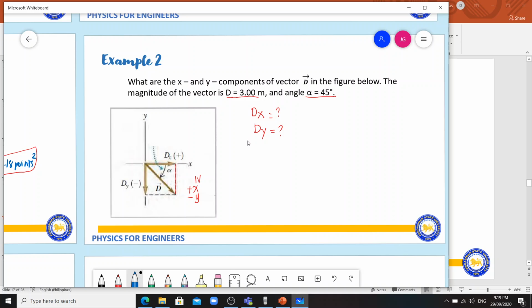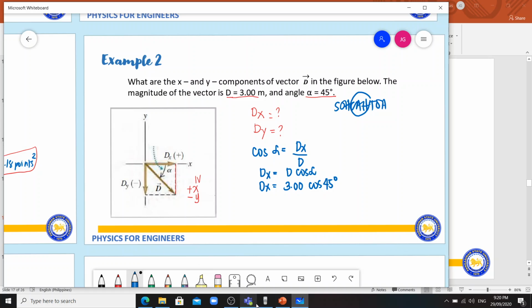Ito si dx. Ang d natin ay equivalent sa 3 meters. Hypotenuse. Si dx, kung ito yung angle natin, si dx ay adjacent side. Tama ba? At sa SOHCAHTOA, gamit si hypotenuse na d at saka si adjacent, nasa cos tayo. Okay. So, cosine alpha is equivalent sa adjacent side, which is the dx, and then the hypotenuse, which is the magnitude of d. So, dx is equivalent sa d cosine alpha. So, dx, ang d natin ay 3.00 and cosine 45.